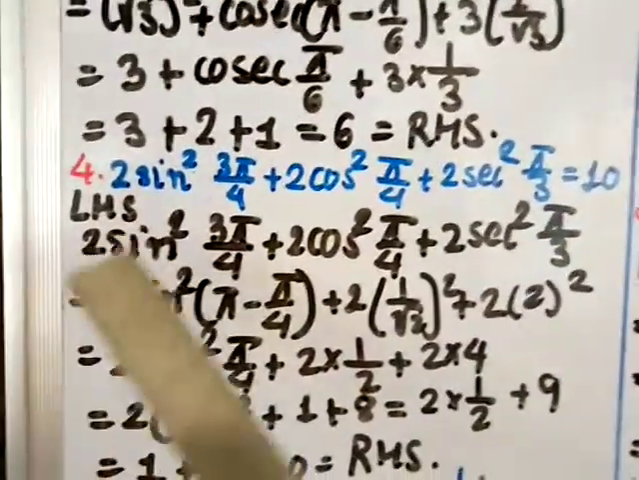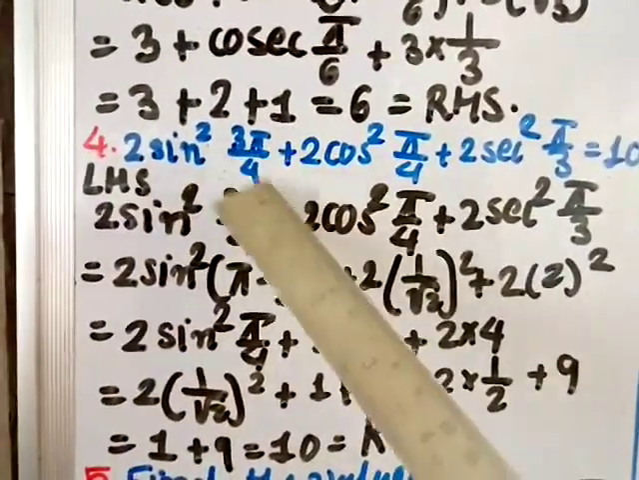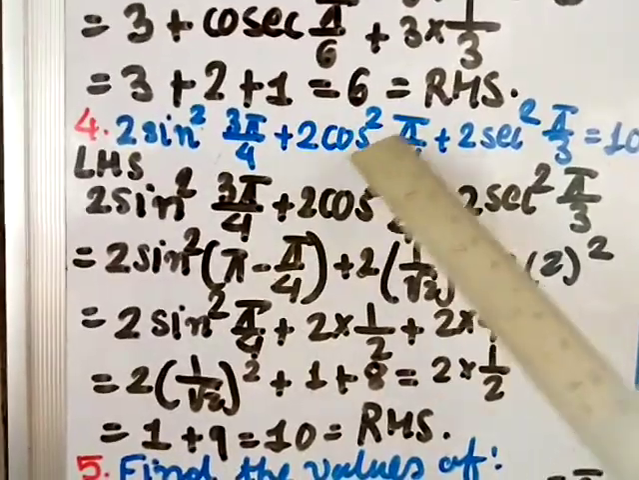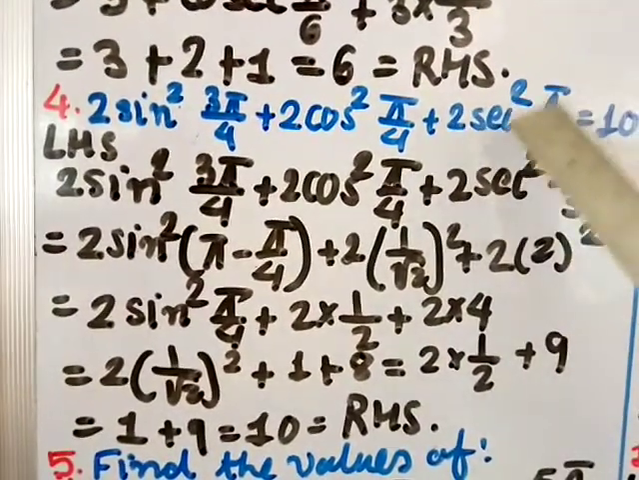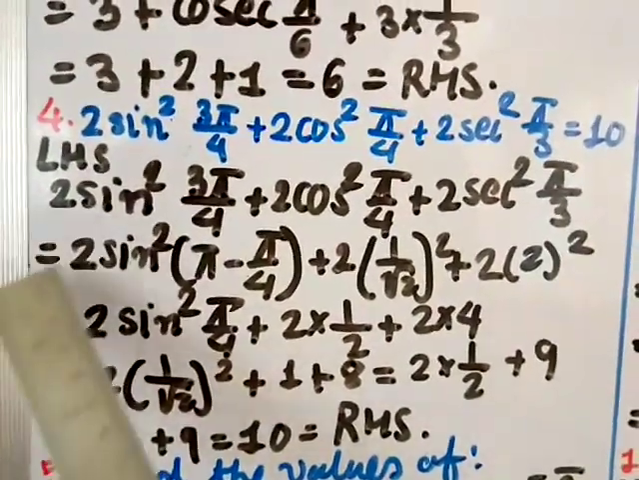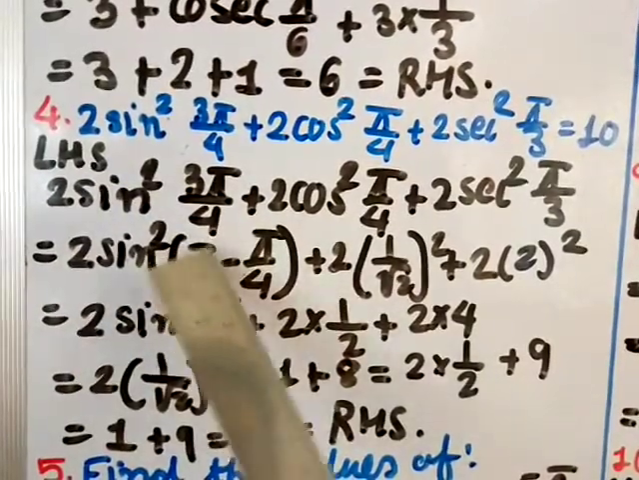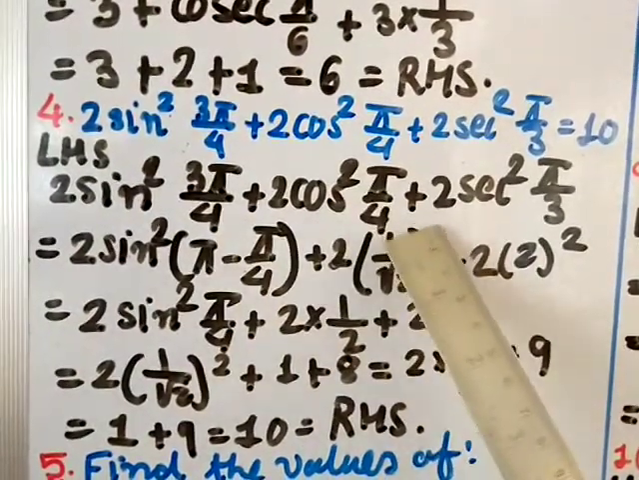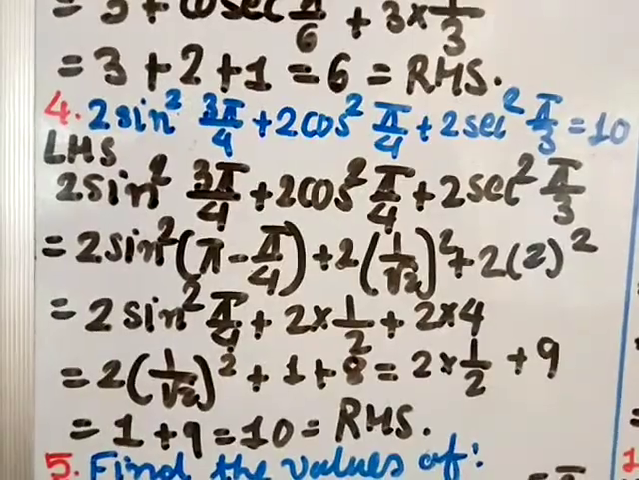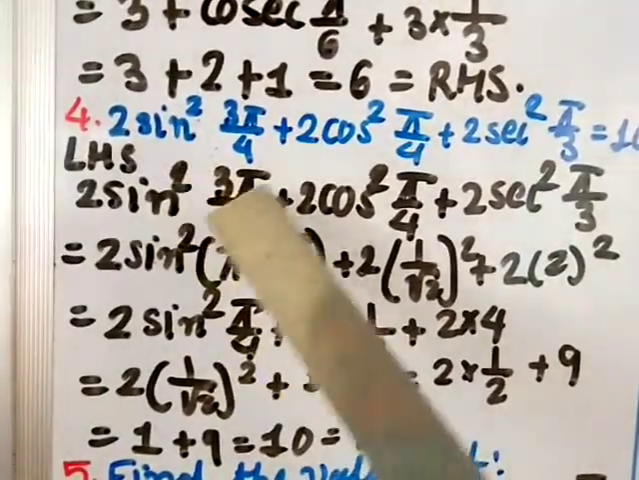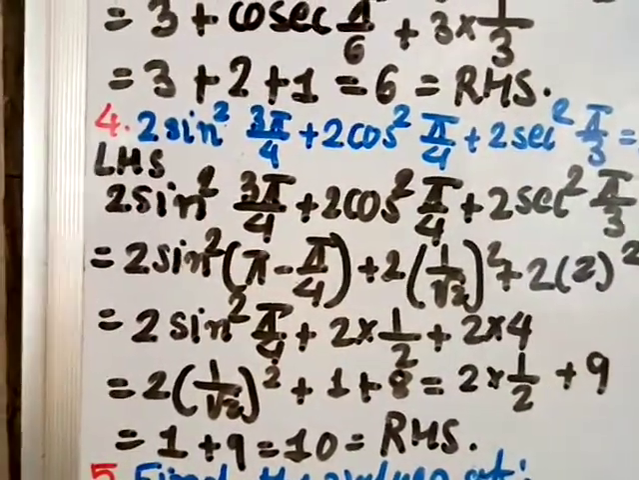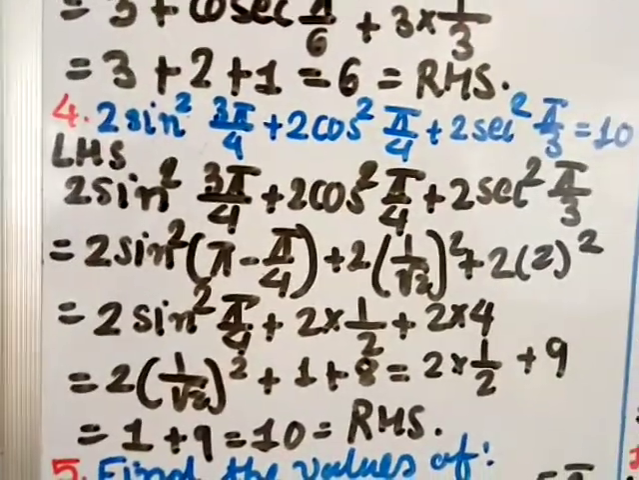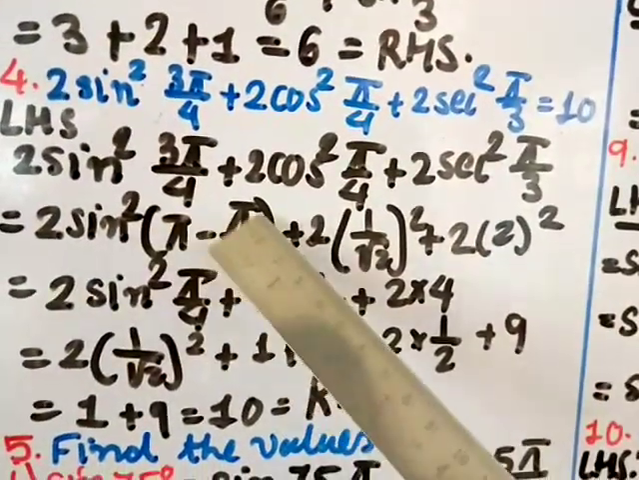Question number 4, 2 sine square 3 pi by 4 plus 2 cos square pi by 4 plus 2 sec square pi by 3 equal to 10. Left hand side, 2 sine square 3 pi by 4 plus 2 cos square pi by 4 plus 2 sec square pi by 3. So here also you have to bring 3 pi by 4 into the first quadrant. So that means here pi by 4 is there, so write pi by 4.